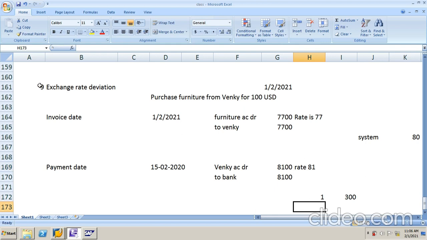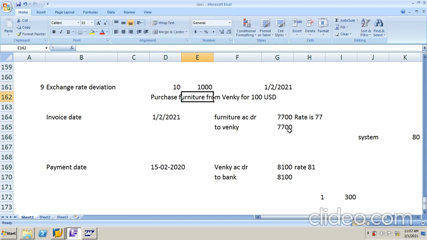So exchange rate deviation means, in this phase we are giving some percentage. Suppose I am giving 10% exchange rate deviation. 10% means if the difference between the system rate and our invoice rate exceeds 10%, the system will not allow posting the transaction. Suppose here 7,000, 10% means 1,000 rupees. Take 1,000 rupees as an example.